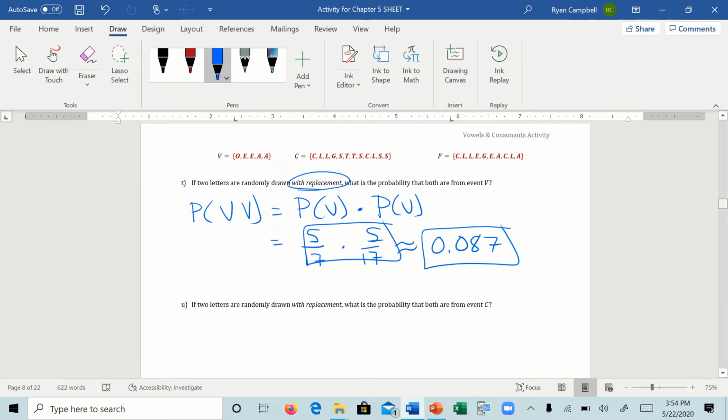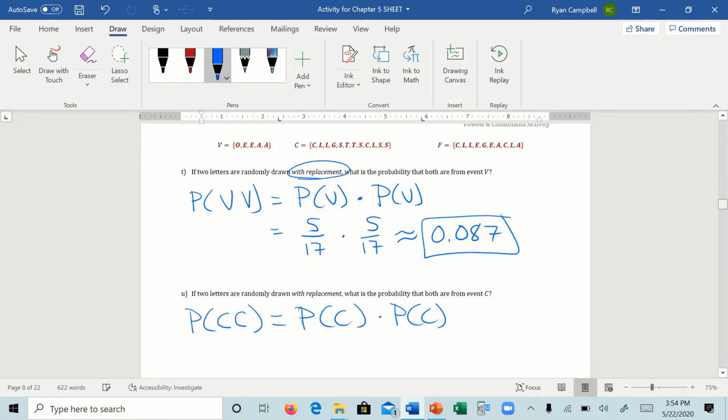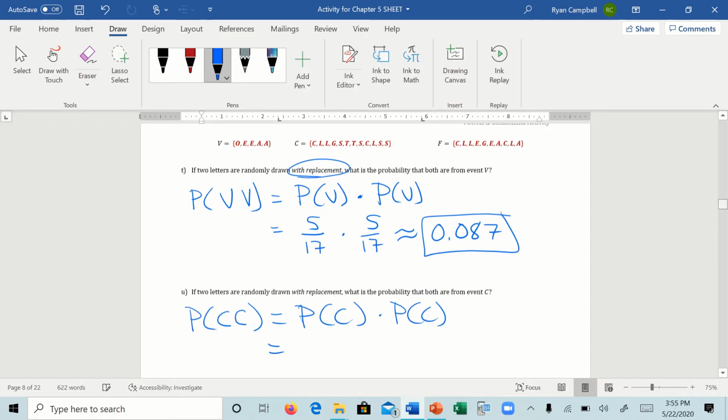All right. If two letters are drawn with replacement, what's the probability that they're both from C? So again, we have two letters. So what's happening? It's the probability of C and C. The first one is C, and then you pick out another one, and the second one is C. So what's the probability of C? Well, we said there were 10 letters in C. Nope, 12 letters in C, excuse me. So 12 divided by the total, which is 17. Since it's with replacement, we're putting it back, so another 12 out of 17. When you multiply both of those together, you end up with about 0.498.